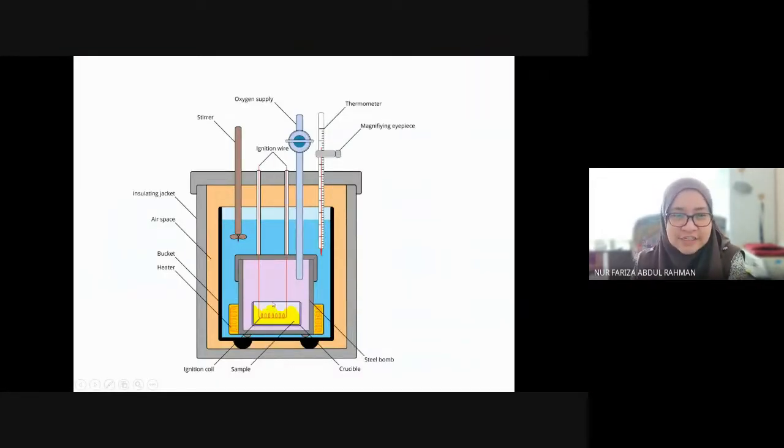Alright, so there is this ignition wire and then we want to combust this sample. That's why we need this oxygen supply. And then we have a thermometer. So in this bomb calorimeter, we have water inside here. When it burns, it will release the energy and then the water will be accepting the heat. The thermometer is to record the temperature and the stirrer is to disperse the heat. As you can see, there is a heater here and it is fully insulated, meaning that there will be no energy loss to the surrounding.